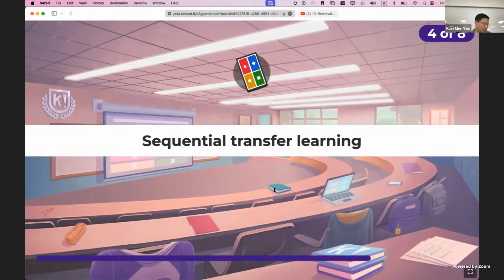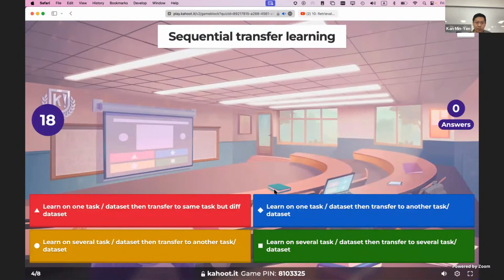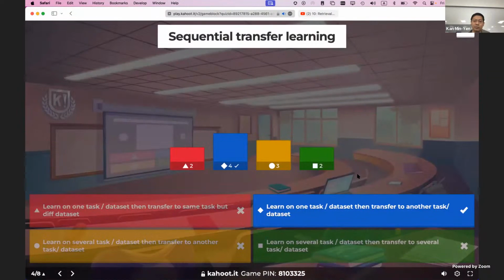Sequential transfer learning. What is it? Okay, I thought this would be easy because this is directly from the slide actually. So yeah.